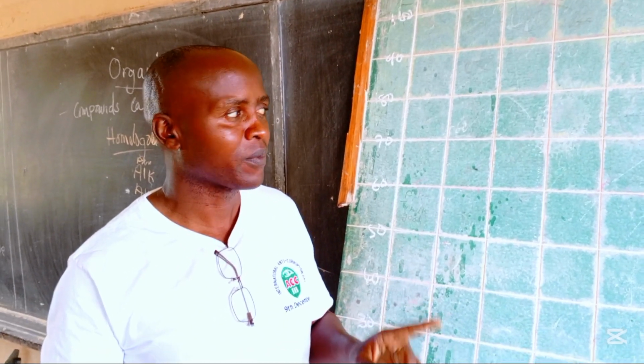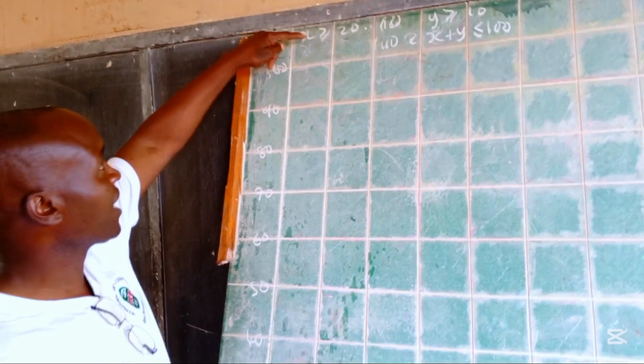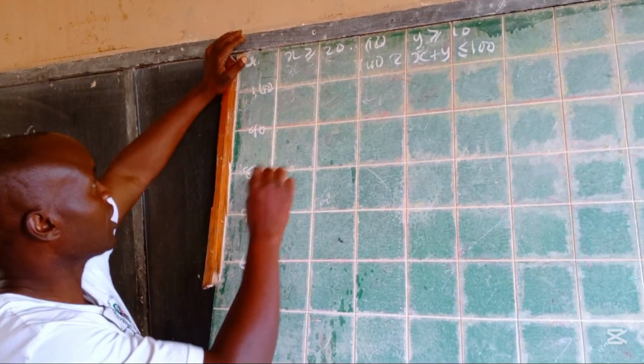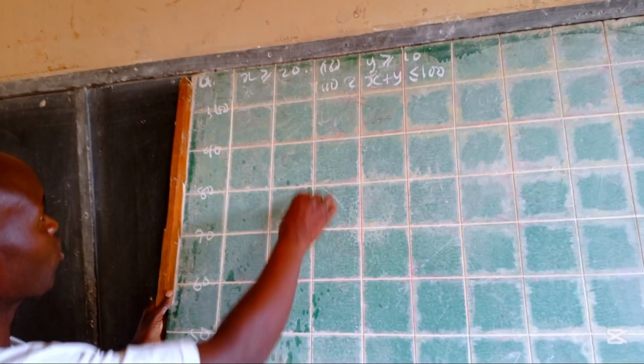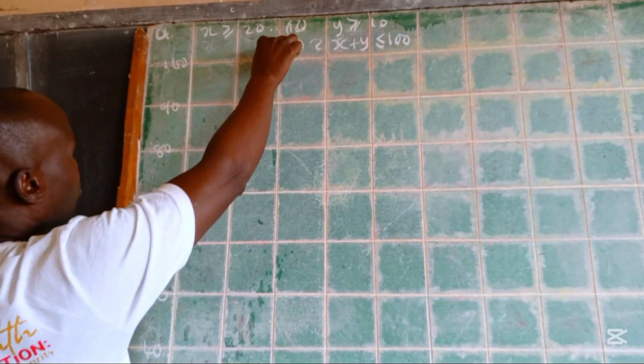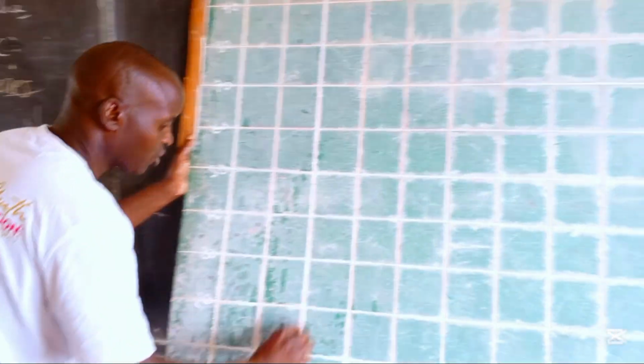What does it mean? It means my x is equal to 20. You just have to say, what is x equal to 20? It will cut here. This is x equal to 20. It will cut there. These are simple inequalities or simple equations.